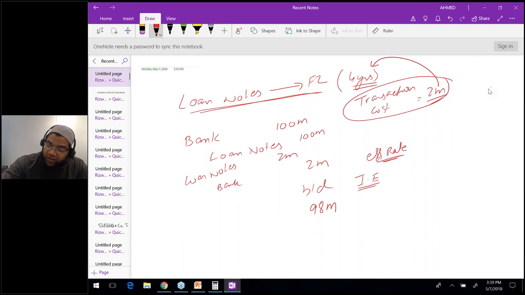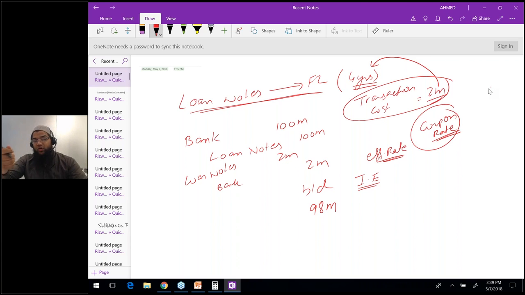What is the difference between a coupon rate and effective rate? Coupon rate is the rate on which we pay the interest. And effective rate is the rate which includes the interest as well as the transaction cost that we have paid. So the effective rate ensures that apart from the interest, the transaction cost is also recorded in the interest expense amount.